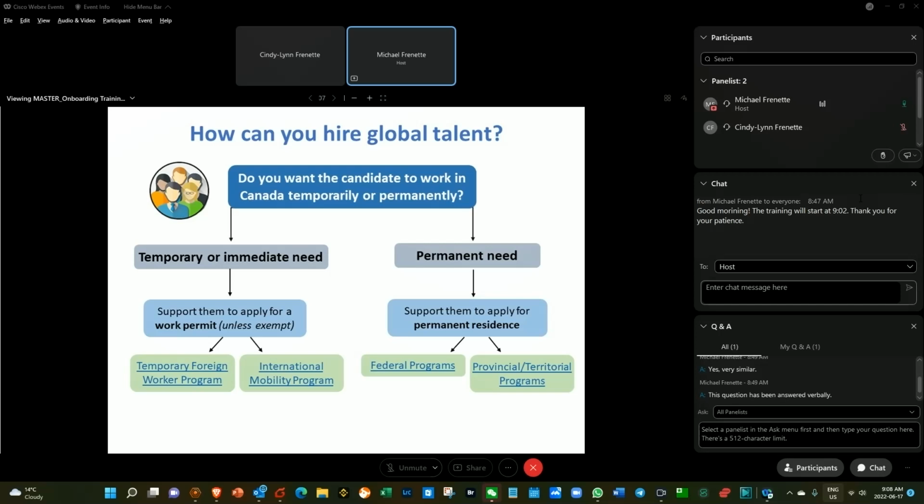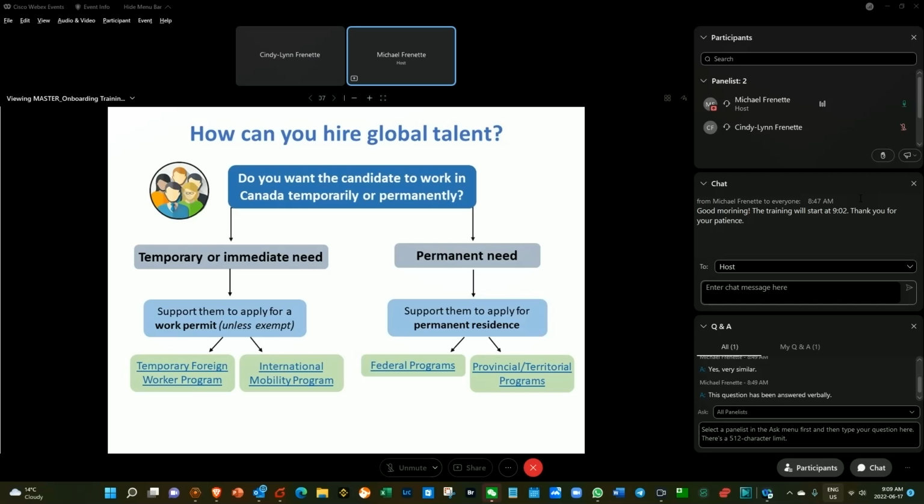And there are two different types of pathways to obtain a work permit. First, there's the Temporary Foreign Worker Program and the International Mobility Program. So the work permit that we'll be covering today will fall under the International Mobility Program. As an employer, you must ensure that your candidate is authorized to work for you and that their status remains valid throughout their period of employment.